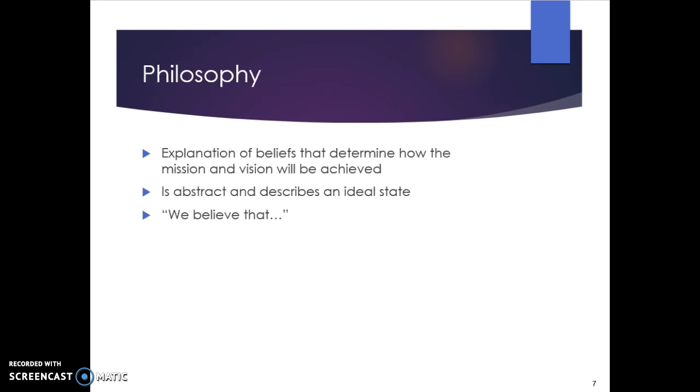The philosophy statement is always a little bit more difficult. Often in nursing, when we have a nursing-specific departmental philosophy, it may be based on a theoretical model.